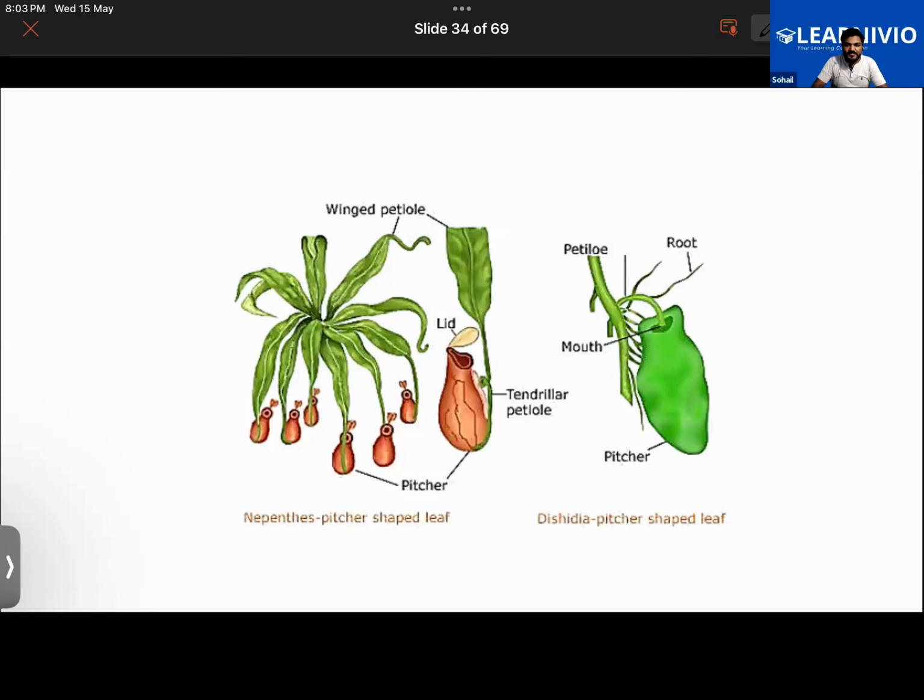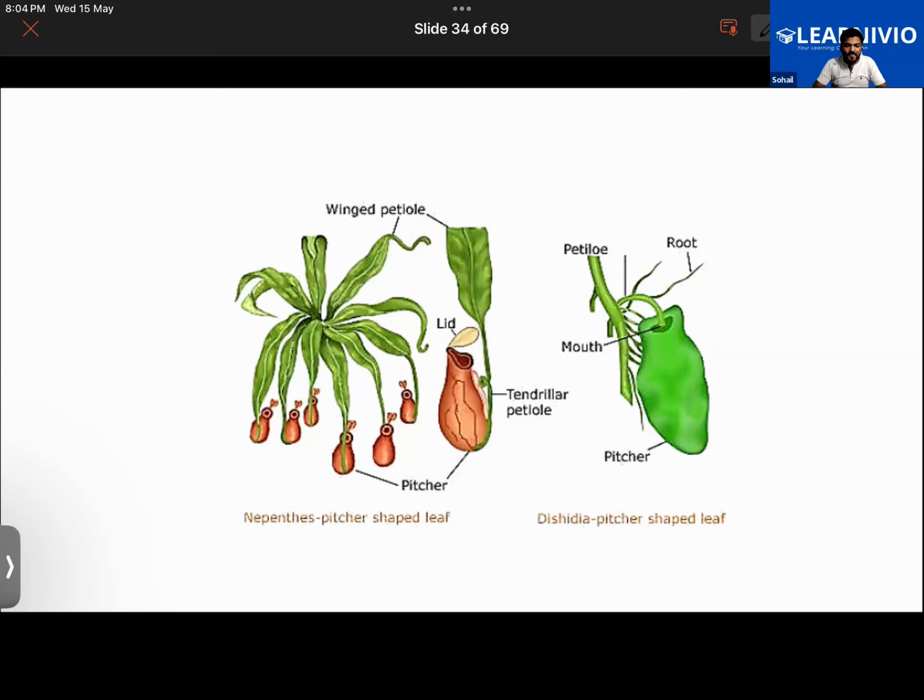Then let's talk about the pitcher plant, and how it obtains nutrition. It is another type of insectivorous plant, and it has modified leaves. Let us understand how it performs its function. You would see that these are the modified leaves, and at the tip of the modified leaves the pitcher is hanging. This swollen structure that you see is called the pitcher, and it hangs from these long and broad leaves.